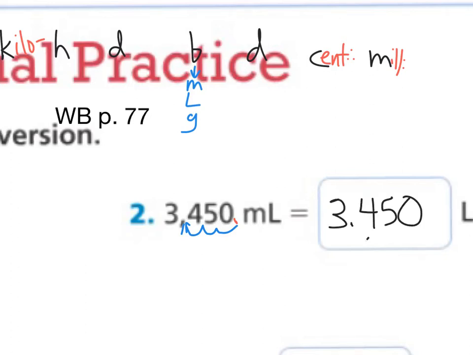The 0 we don't necessarily have to have because it's at the very end. So if you wanted to just put 3.45 liters, that would be equivalent to that. If you had the 0 on the end, that would be okay also.